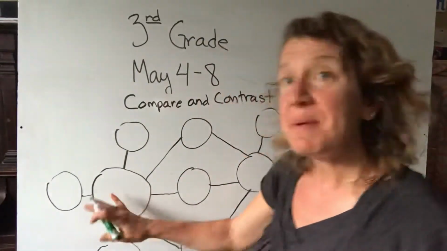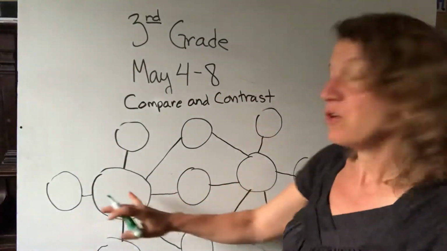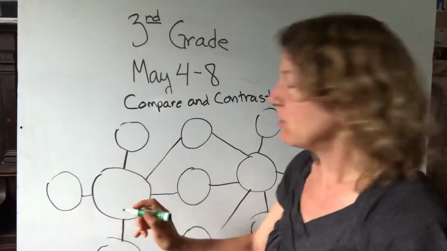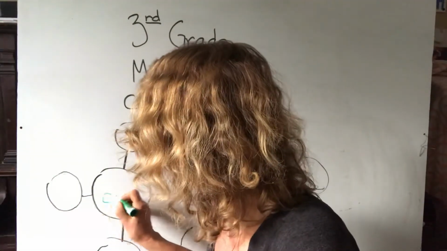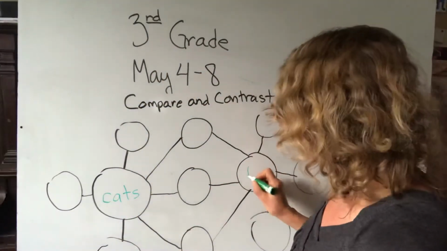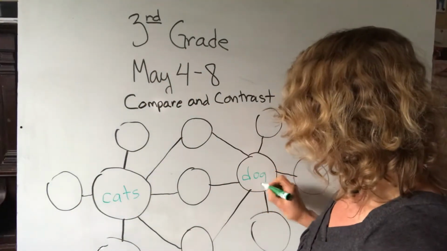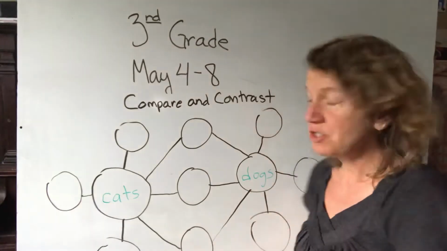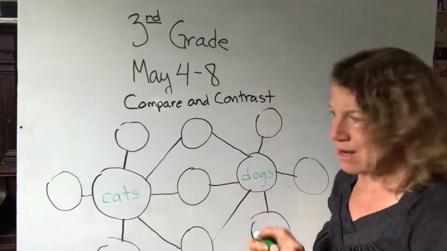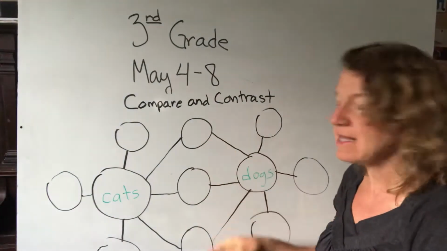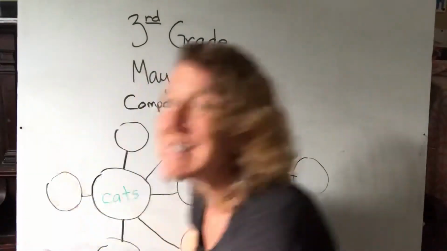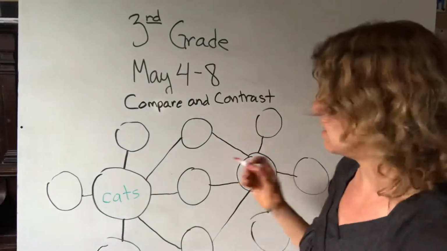Okay, so in the two bigger circles here, this is where I write the subjects that I am comparing and contrasting. So I'm going to write cats, and I'm going to write dogs. For yours, you're going to write basketball, and you're going to write another sport. Now, I need to think of three things that cats and dogs have in common. Three things that are the same with cats and dogs, okay?